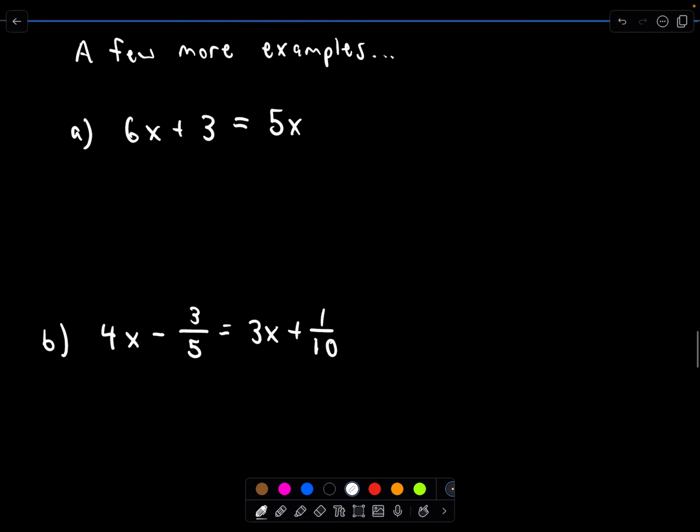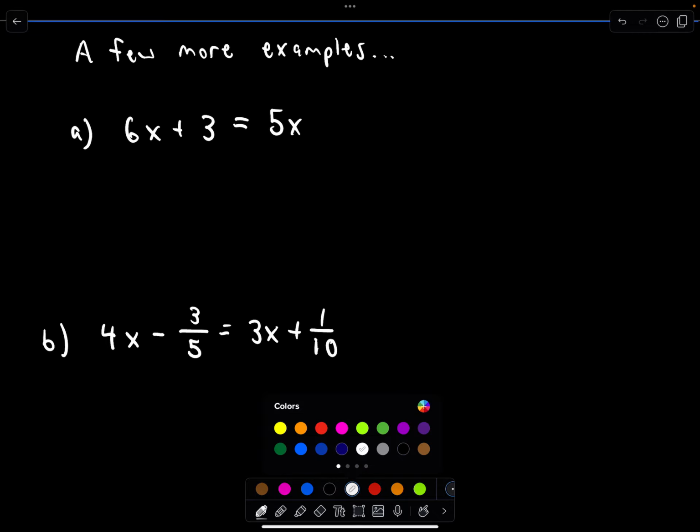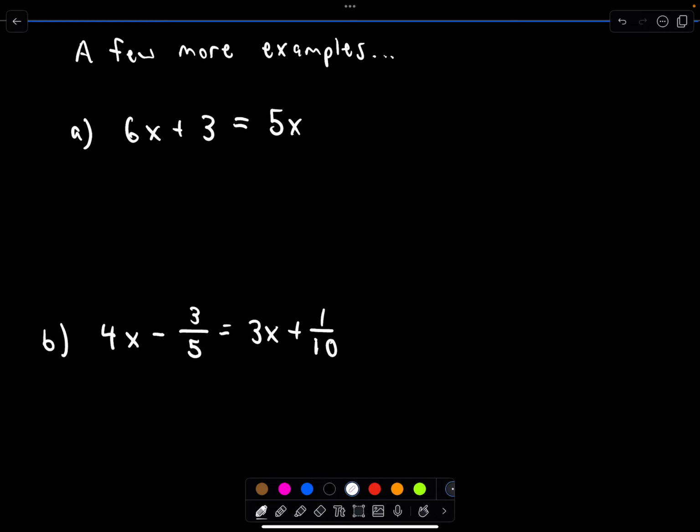Okay, so let's do a few more examples, and I'm going to go through these a little faster. So I've got 6x plus 3 equals 5x. And again, there's a lot of different ways you can do these, okay? There's not like one strict path you have to follow. So to start this one, I'm going to subtract 5x from both sides. And typically what I like to do is I like to subtract the smaller value from the larger value.